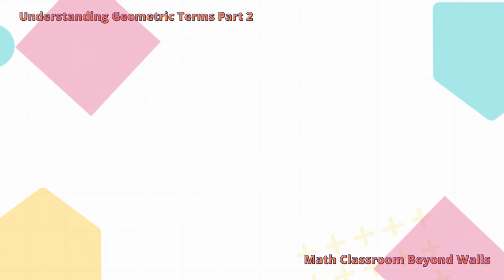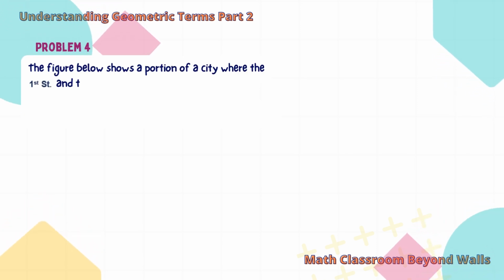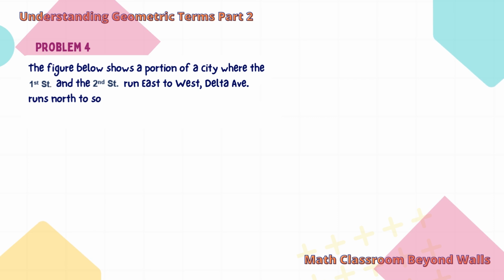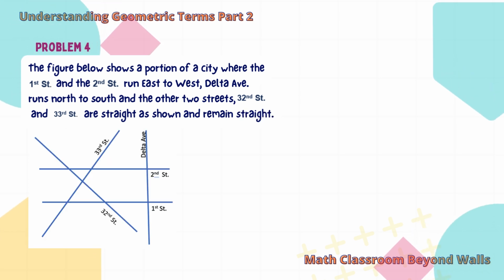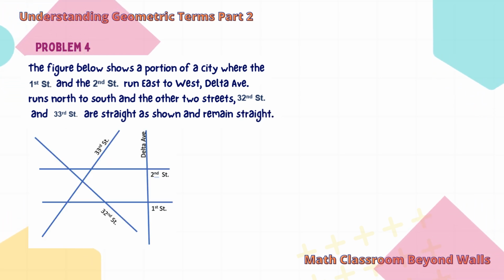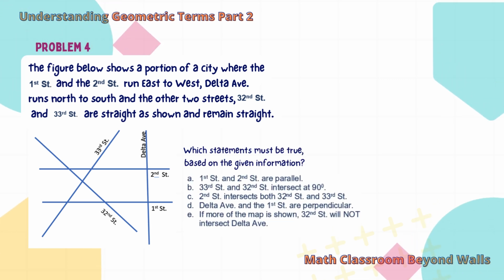Okay, here is problem number 4. The figure below shows a portion of a city where the first street and the second street run east to west, Delta Avenue runs north to south, and the other two streets, 32nd Street and 33rd Street, are straight as shown and remain straight. A figure is given. Which statements must be true based on the given information?